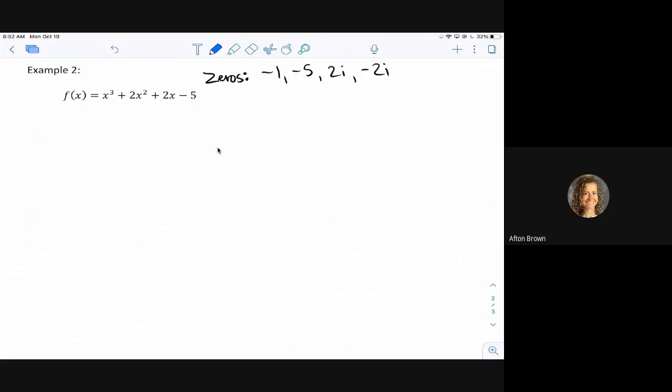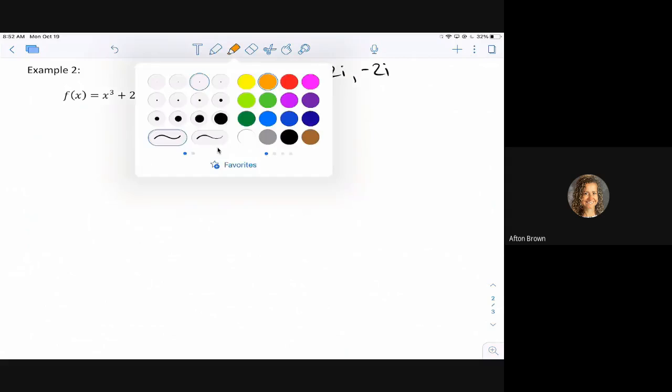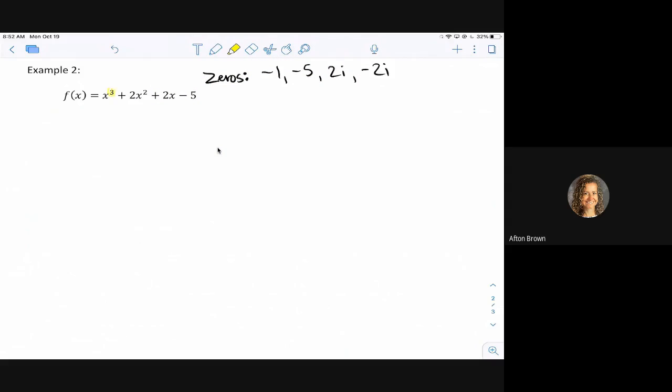Any thoughts? Yeah, Maddie. Well, just by looking at the example, we already know there's going to be 3 zeros. Very good. So we do know that there's going to be 3. A reminder to everybody else, we know that there's 3 because of that power of 3. So now we at least know we're looking for 3 zeros.